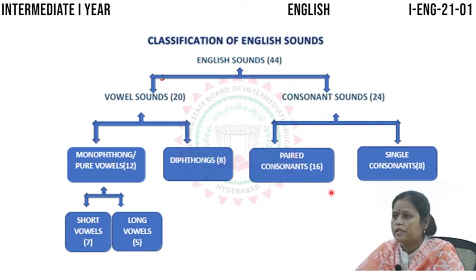Coming to consonant sounds, they are 24 in number. These are divided into 2 types: paired consonants, which are 16, and single consonants, which are 8.